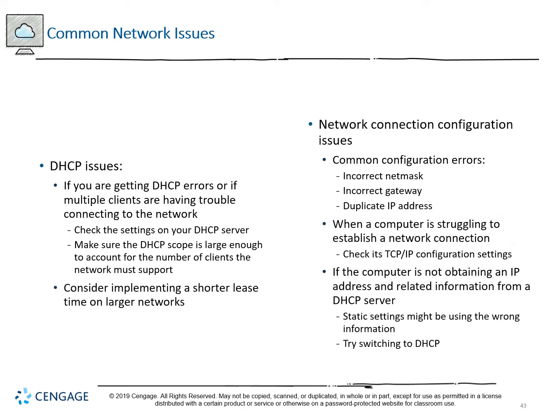DHCP issues. If you're having problems getting connected to the network via DHCP, but static addresses seem to be working okay, go ahead and check to make sure your DHCP server is configured correctly, and make sure DHCP has a large enough scope for the number of clients your network needs to support. If you're running a small business and you need 40 or 50 hosts and your DHCP is only configured for 20, then yeah, you're going to have some issues. There are going to be hosts that keep getting kicked off whenever the lease rotates. On a larger network, in order to make sure that everything is staying fresh, if you will, you can implement a shorter lease time.